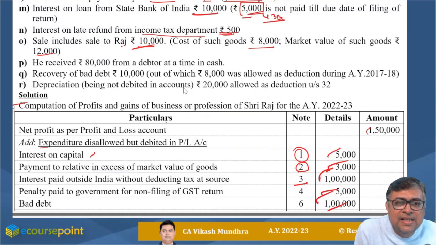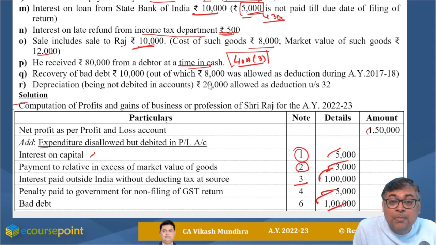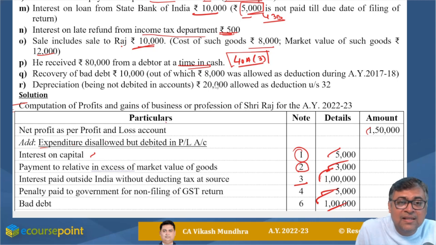He received rupees 80,000 from a debtor at a time in cash. He got rupees 80,000 from a debtor at a time in cash. Section 40A(3) deals with the cash payment but not cash receipt. If someone is paying me in cash, I have nothing to do. The restriction imposed under this section is for payment. This is for receipt. The case is for receipt, so I have nothing to do with this.